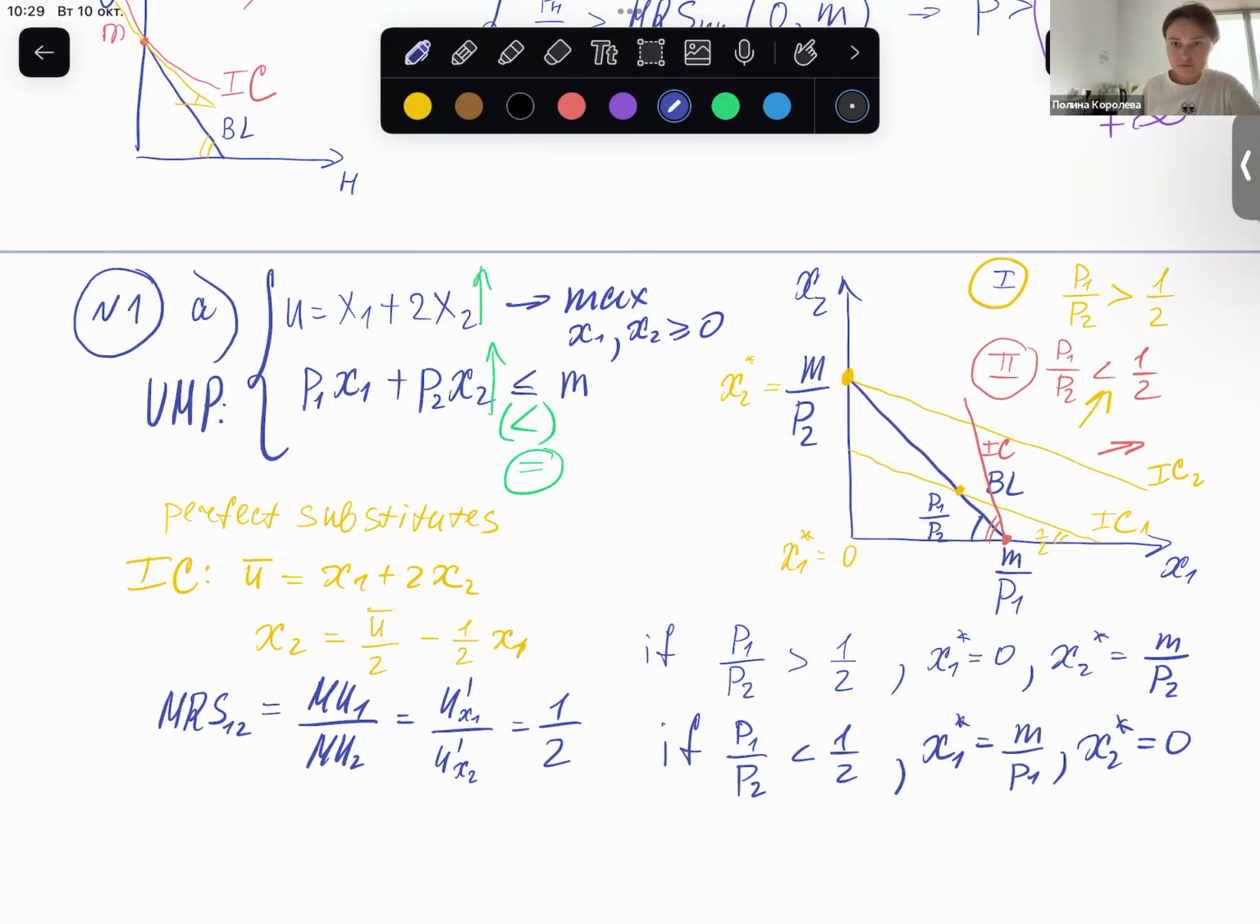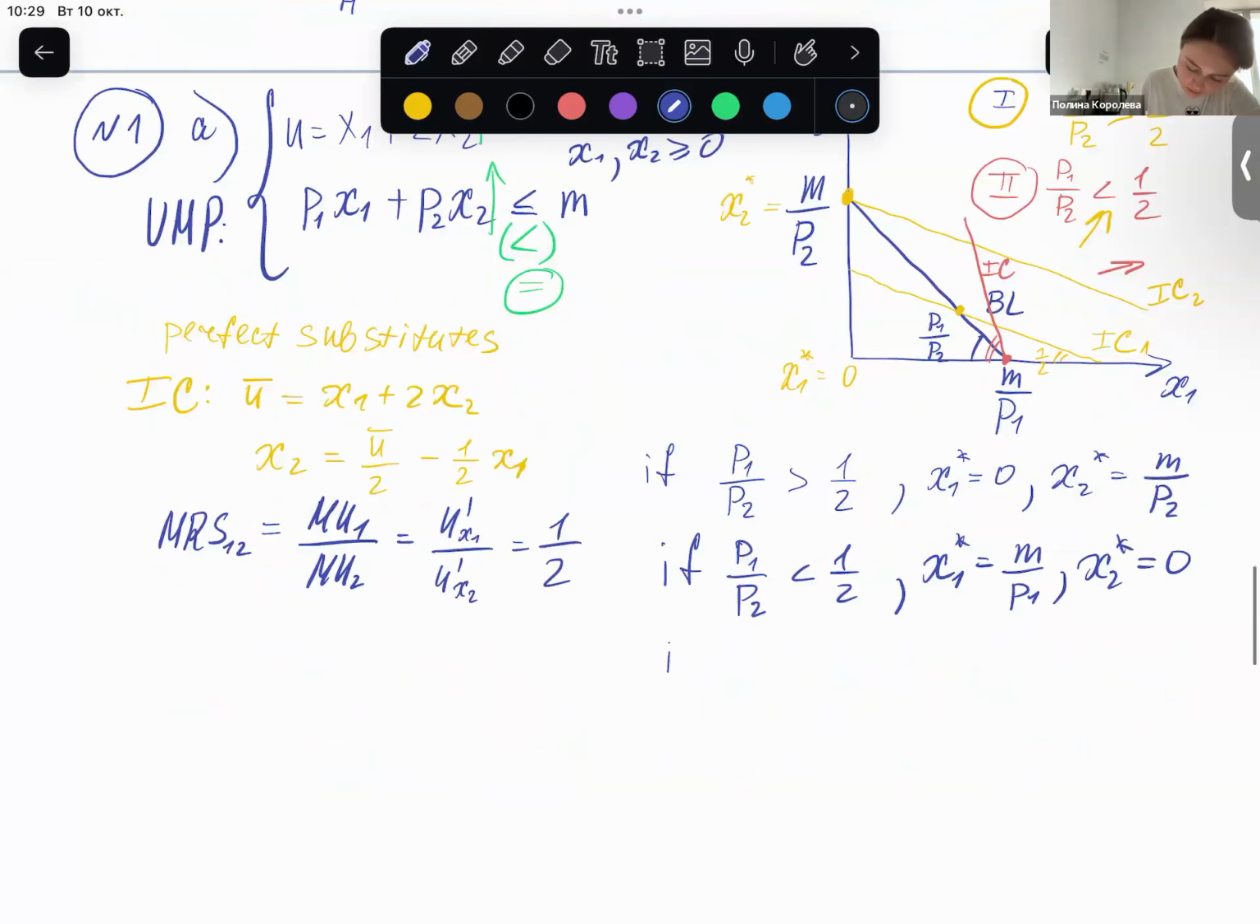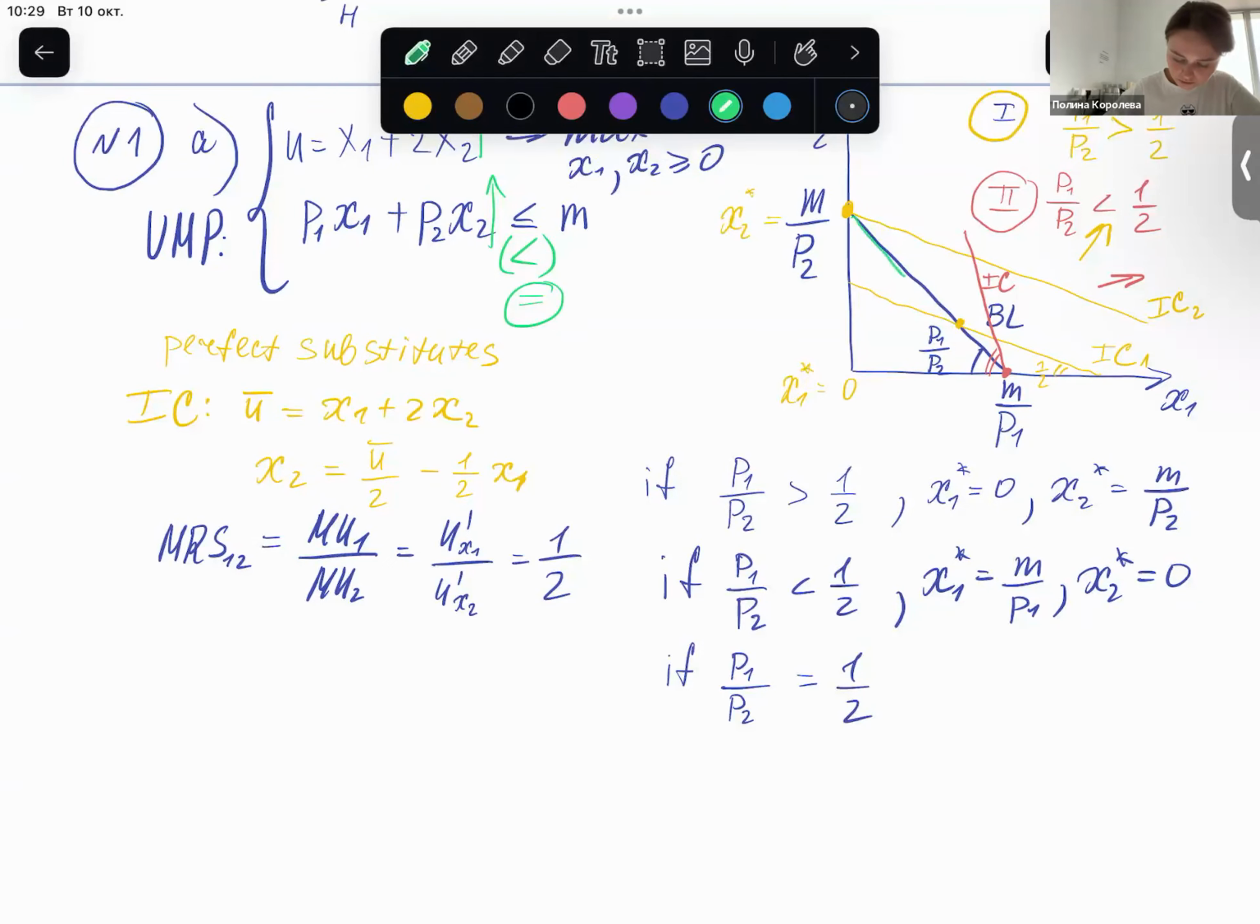And the last situation, I can draw it, if the price ratio actually equals 1/2. In such a situation, the slope of the indifference curve is equal to the slope of the budget line. And this is the last indifference curve. They coincide with each other. In such a situation, we're indifferent which point to choose on our budget line, and we can write it down.